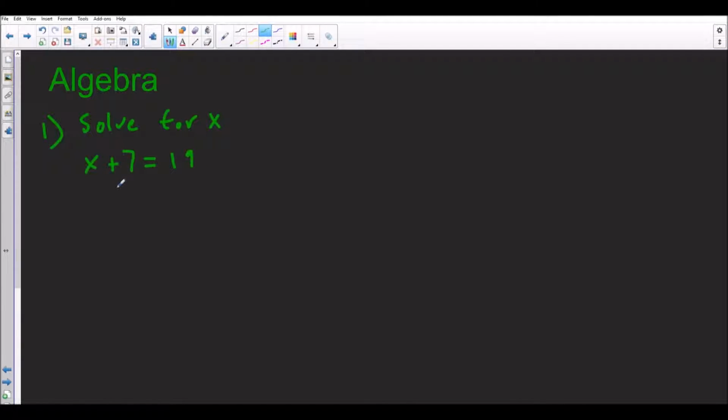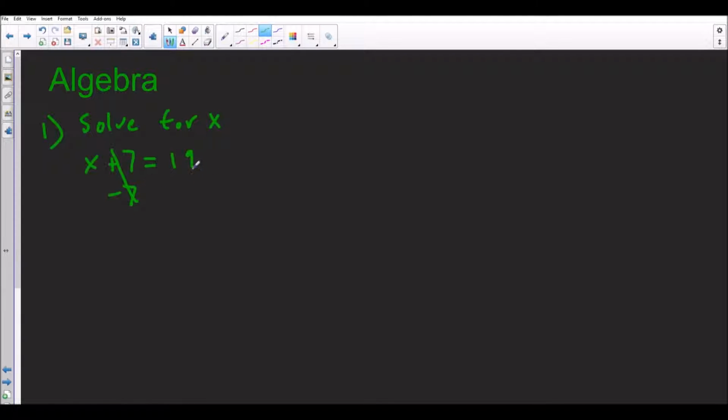Now there's a special way to do this. What we need to do first is get rid of it on the side that has x. So we're going to do the opposite of plus 7. We're going to say minus 7 on this side. 7 minus 7 is just 0, so that will cancel out.